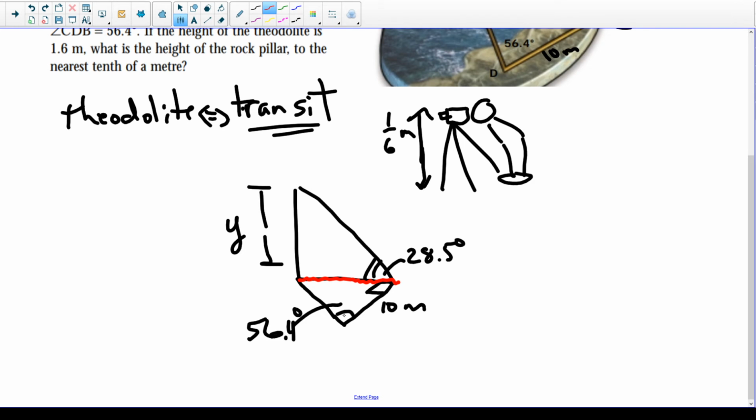And it's just a matter of saying from 56.4 degrees, the red side here is the opposite. The 10 meters here is the adjacent, so I'd be using tan to find the red line. And once I know the red line's length, I can go into the second triangle and say from 28.5, the opposite is y, the adjacent is the red line. I've now calculated the red line, it's a tangent scenario again, and I can find y.